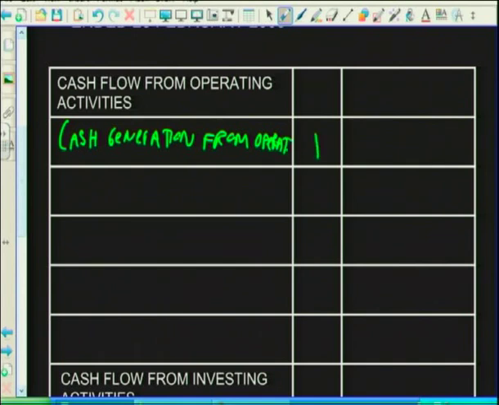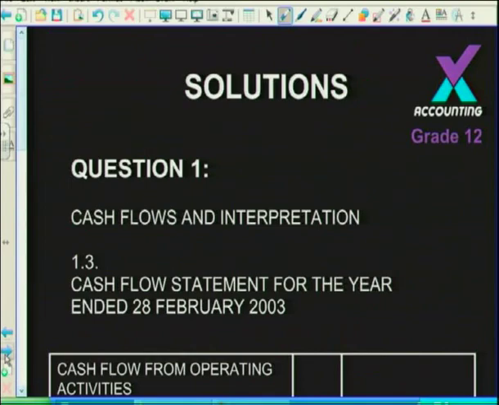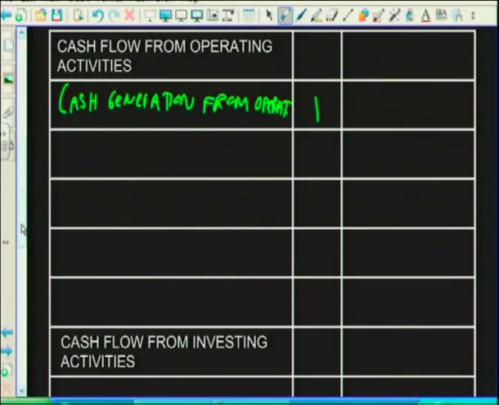Remember, guys, this was note number 1, and we already completed note number 1. So let's go back to our answer in note number 1. What was the answer that we got? Our cash generated from operations, there's our amount, 292,642. Let's take that amount through. So your cash generated from operations, there's your amount, 292,642.